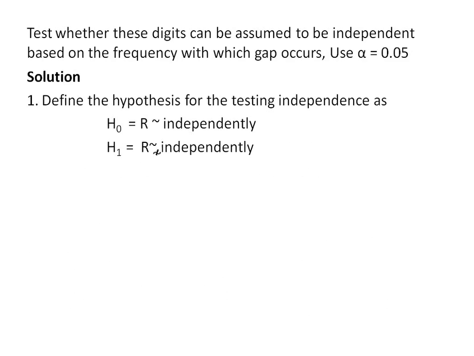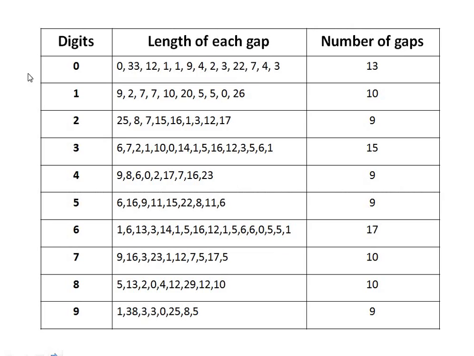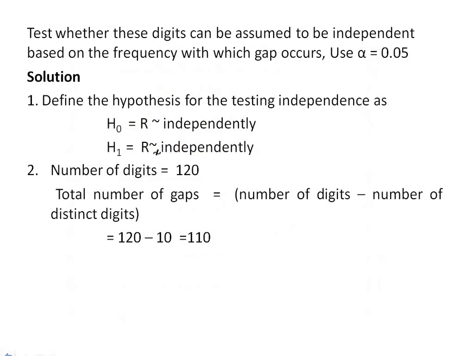Similarly, all the gaps are calculated by following the algorithm. Define the hypothesis for testing the independence. The number of digits here is equal to 120, and the total number of gaps is calculated as the number of digits minus the number of distinct digits. So the number of digits is 120 and the number of distinct digits is 10. So the total number of gaps is 110.